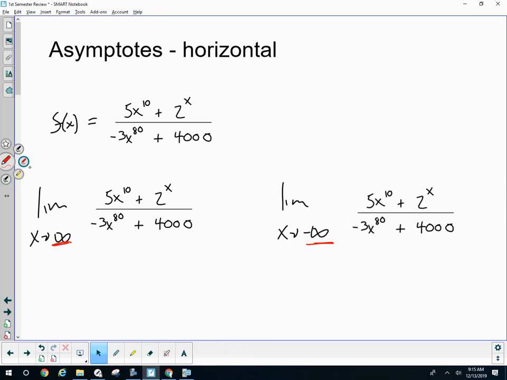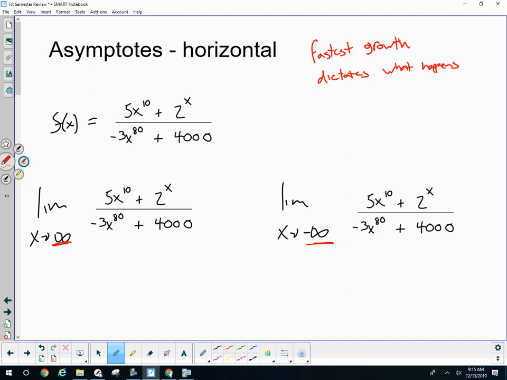Plugging in large values, it's all about growths. The fastest growing dictates what happens to the function.